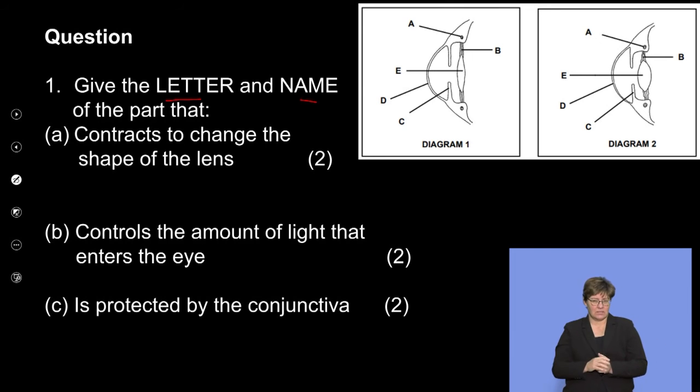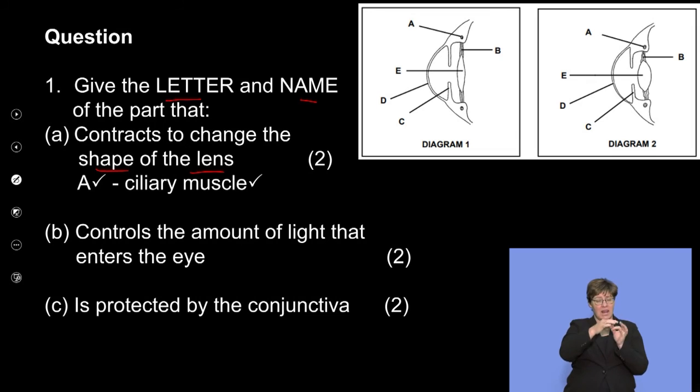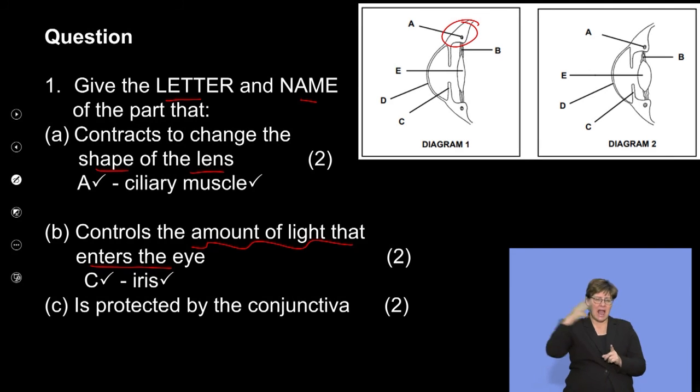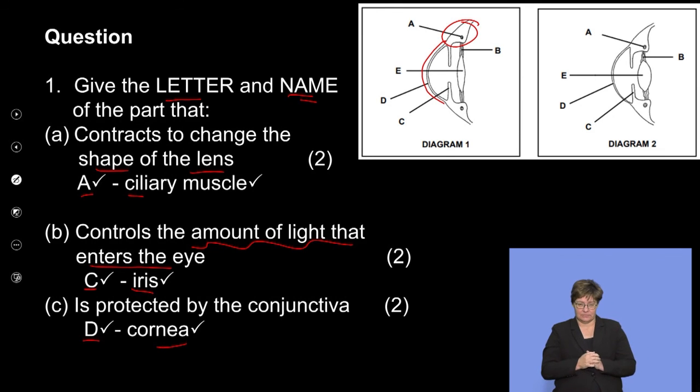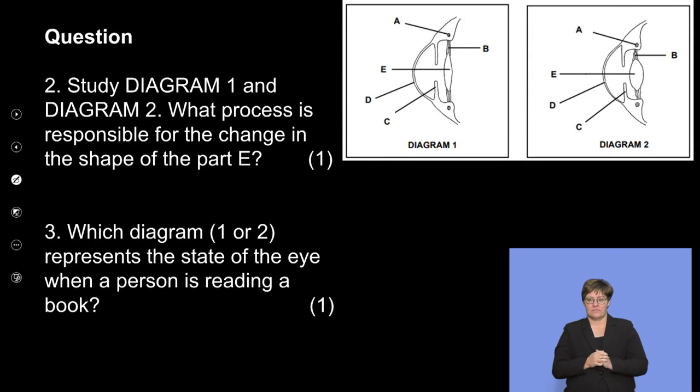Give the letter and name of the part that contracts to change the shape of the lens. Remember that would be A, the ciliary muscle. Controls the amount of light that enters the eye. Remember, it's not the pupil, it's the iris. It is C, iris. You must give both, letter and name. You can't just say iris. Is protected by the conjunctiva, slip of the word, D, cornea. This part here, right there, D, cornea. Right, and study diagrams 1 and 2.